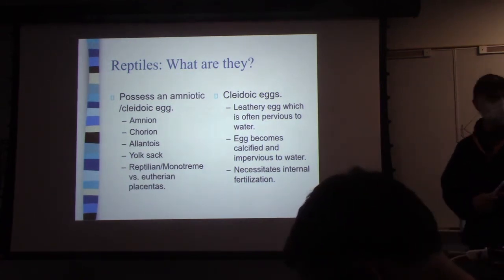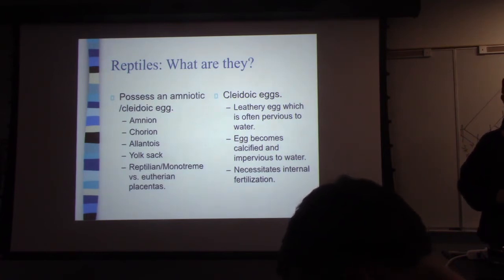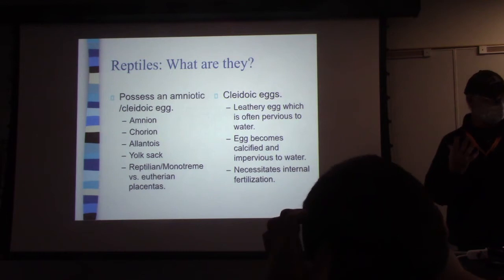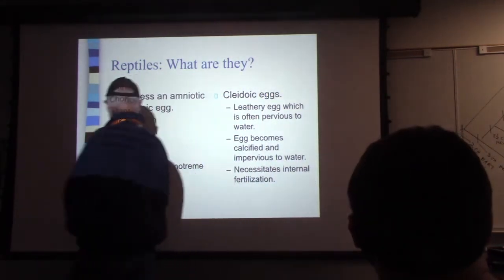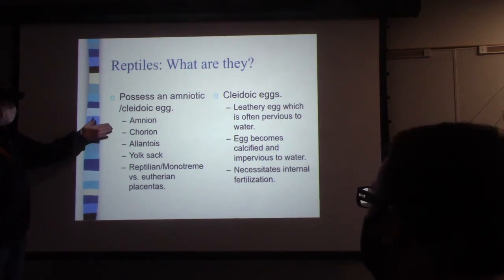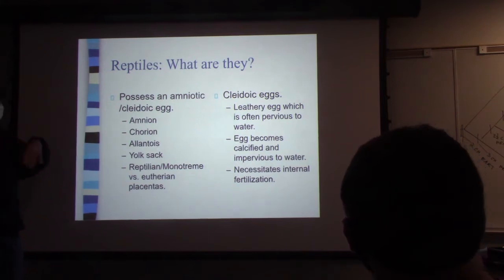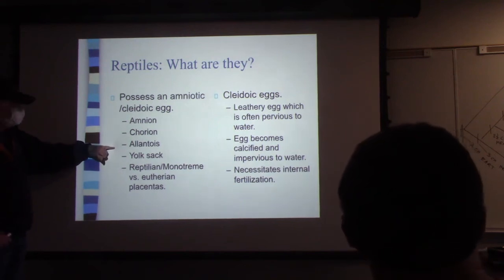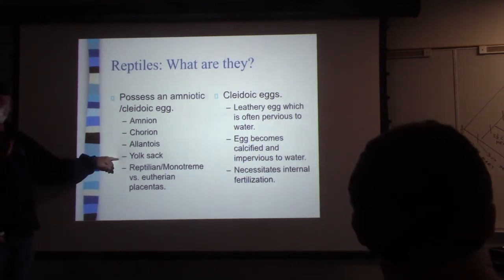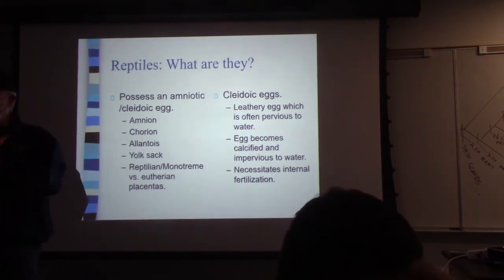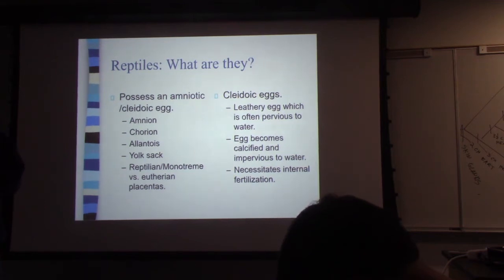Reptiles possess an amniotic cleidoic egg. What that means is around the egg there's an amniotic layer. And then there's this hard layer around that, so it's the shelled egg. That has certain consequences, okay? So we have the amniotic sac. You guys have an amniotic sac. We have the chorion. Well, you guys have a chorion membrane. The allantois, we've got that. A yolk sac, well, we kind of replace it with a placenta. But reptiles also have a placenta, as do birds.